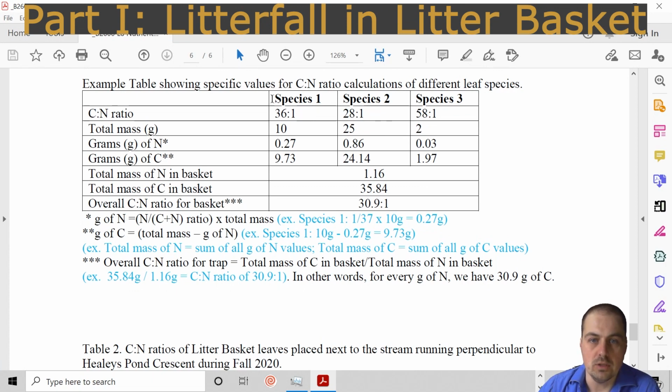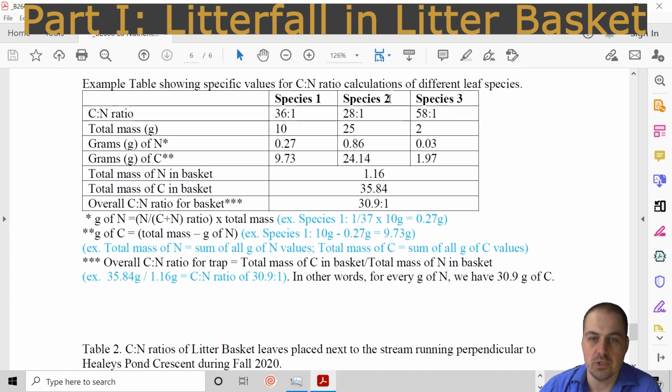So as mentioned, the carbon nitrogen ratios have already been calculated for all of the species that we're looking at by MUN's Create-It lab. So we already have those values, and those are going to be given to you. And you're also going to be given the total mass of each type of leaf.